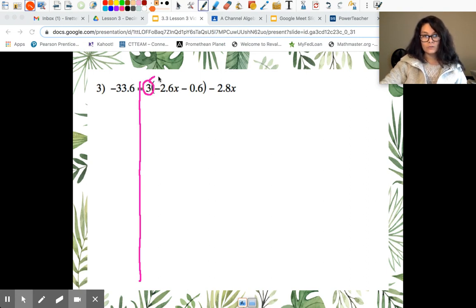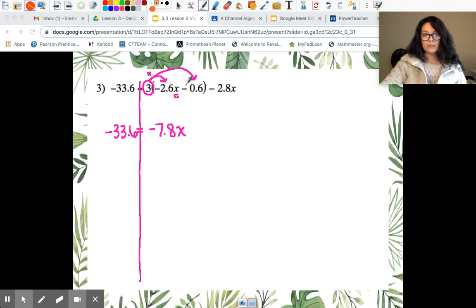So I'm going to take this 3, which is touching the parentheses, and I'm only going to multiply it with the terms inside the parentheses. I don't multiply it with this number out here. This number on the end is just going to come down for the ride for our next step. So I'm going to bring down this 33.6 equals 3 times -2.6. I'm just using my calculator here. It's giving me a -7.8x. Don't forget that that number had an x, so my answer here should also have an x.